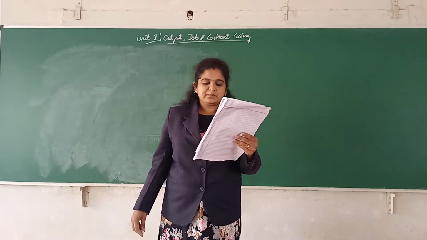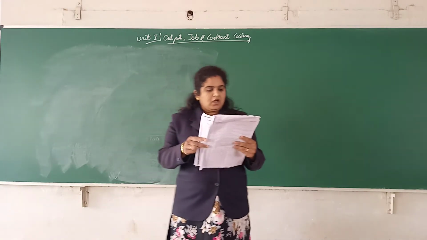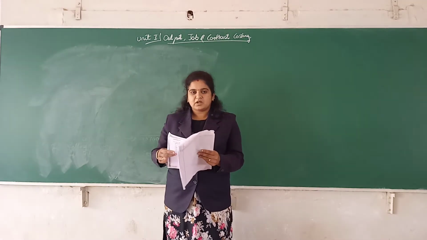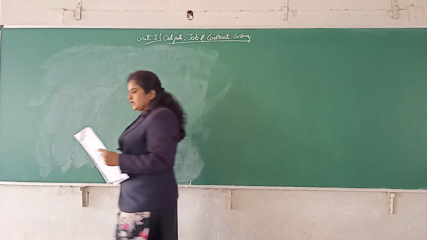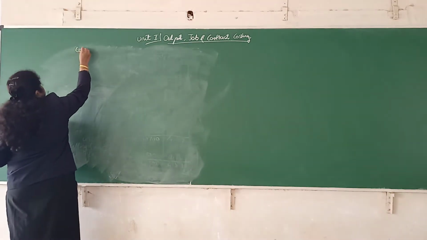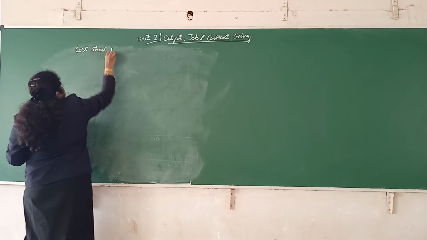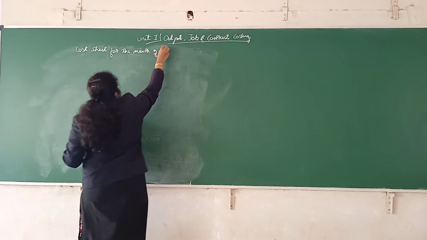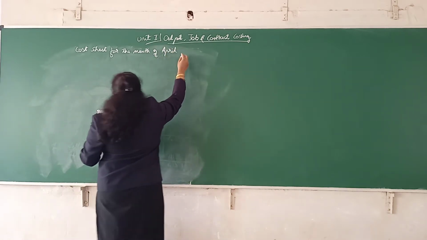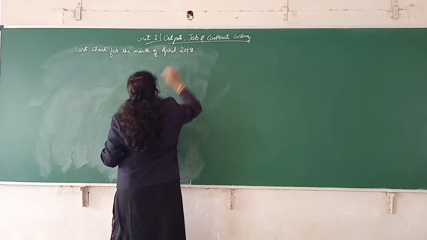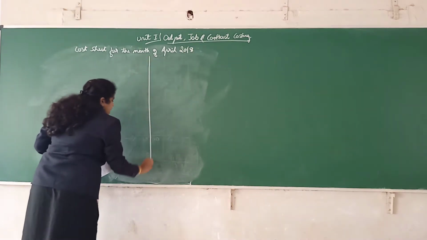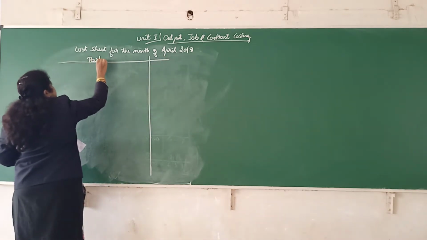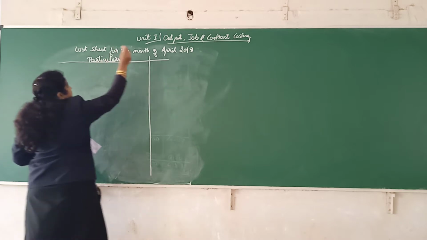Okay, so they have asked us to prepare cost sheet. Again this is for 5 marks. This has appeared in 2018 question paper, third problem. So write down heading cost sheet for the month of April. Only one amount column. Particulars, amount.